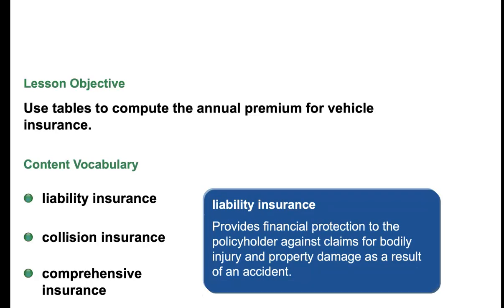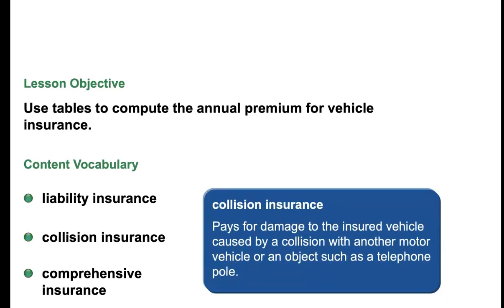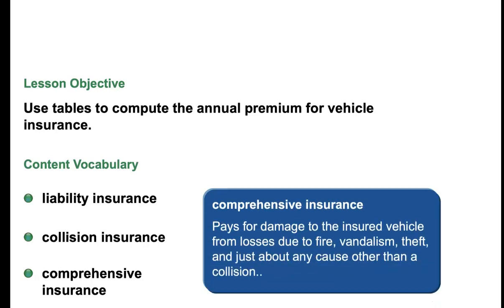There are three types of insurance. There's liability insurance, which provides financial protection to the policyholder against claims for bodily injury. So if you get hurt, liability insurance will cover you. Collision pays for damage to the insured vehicle caused by a collision with another motor vehicle or an object, like a telephone pole. And comprehensive insurance pays for damage to the insured vehicle from losses due to fire, vandalism, theft, and just in case of anything else other than collision.